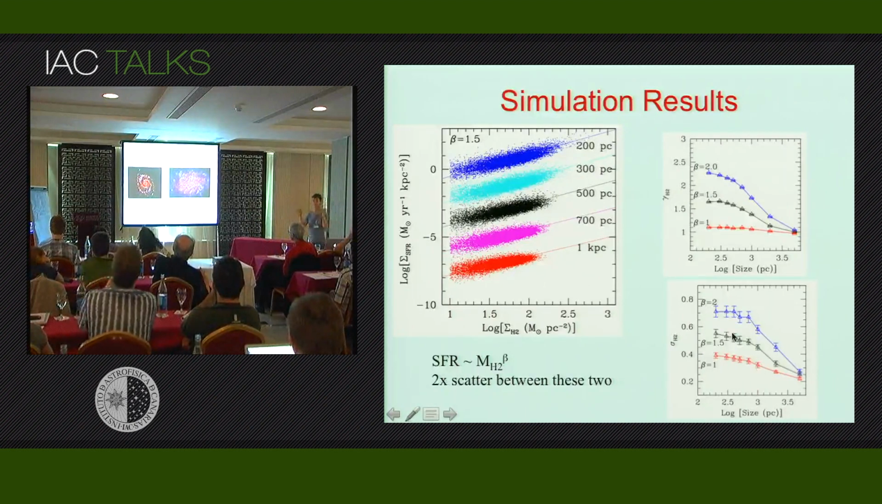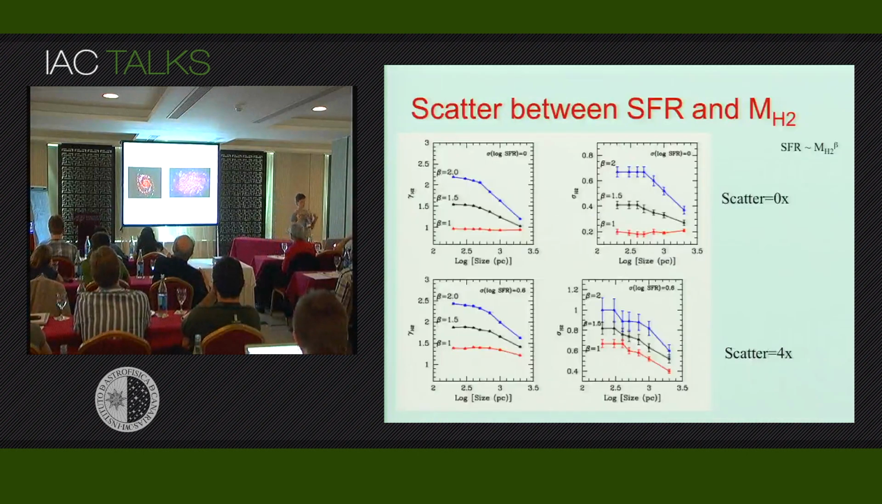Measuring the dispersion, you can see immediately that the dispersion is the highest for the steepest correlation and decreases as you go to flatter and flatter correlations. How does this work if you change the scatter between your mass cloud and your star formation rate? What kind of scatter am I talking about when I'm talking about this kind of scatter?